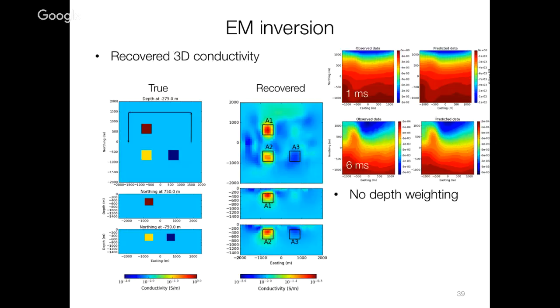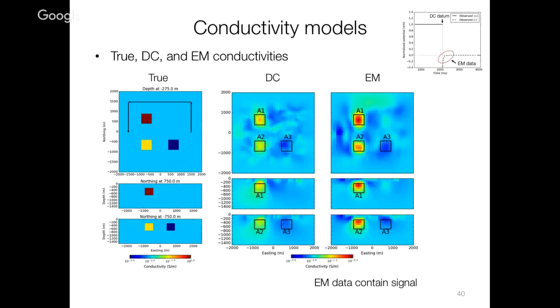And I think one of the big take-home things here is that we should, in all of these surveys, be sampling very finely so that we have very early time data, and use those early time data as part of our data set for inversion. And so now if we compare the conductivity models, here's the true, here's the DC, and here's the EM. This is actually a closer representation. It's not bad, but it's closer.